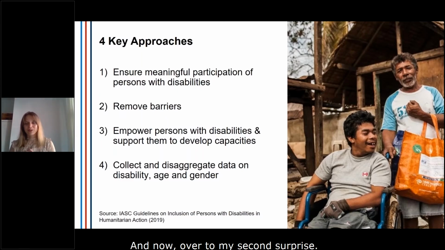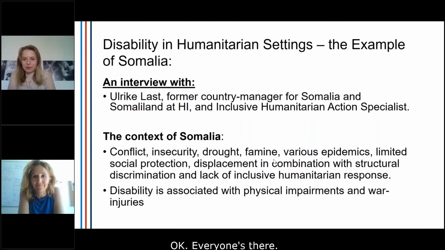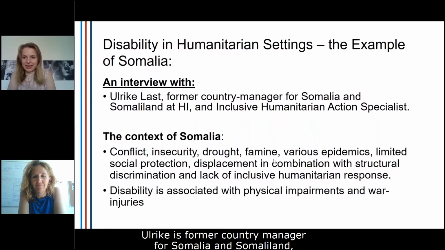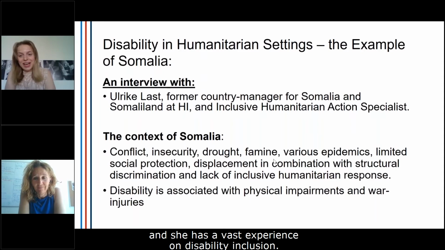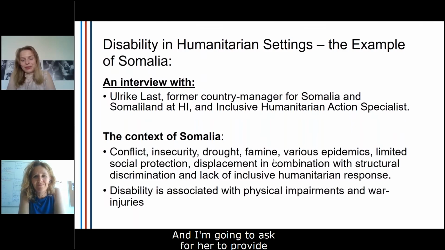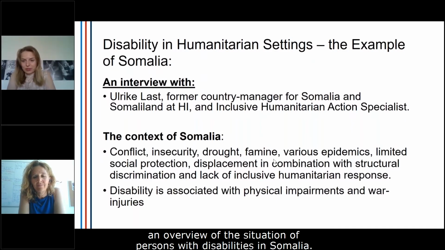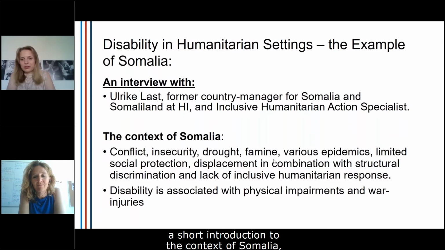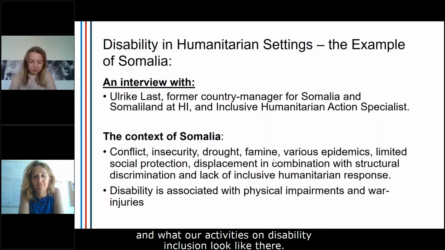And now over to my second surprise. Okay, everyone, I'd like to invite Ulrike now into this presentation. Ulrike is former country manager for Somalia and Somaliland. She's just recently returned to her old position as an inclusive humanitarian action specialist, and she has a vast experience on disability inclusion, so I really warmly welcome her. I'm going to ask her to provide an overview of the situation of persons with disabilities in Somalia. So Ulrike, maybe you can give us a short introduction to the context of Somalia and what our activities on disability inclusion look like there.